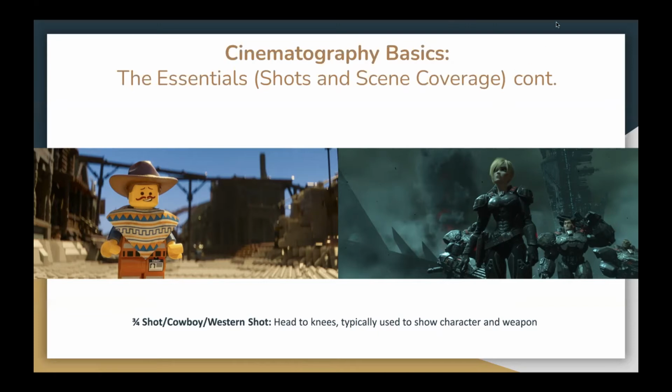So I was talking about the Western shot. Okay. So the Western shot is typically from the head to the knees, and it was developed in the old Western films to show the character and their weapon. Now here on the right, this shot is used correctly. It is shown with this character in the front, and it's got her and her weapon. On the left over here with Emmett, it's not really done correctly. He's got no weapon, so they just did this shot because it's a Western scene.